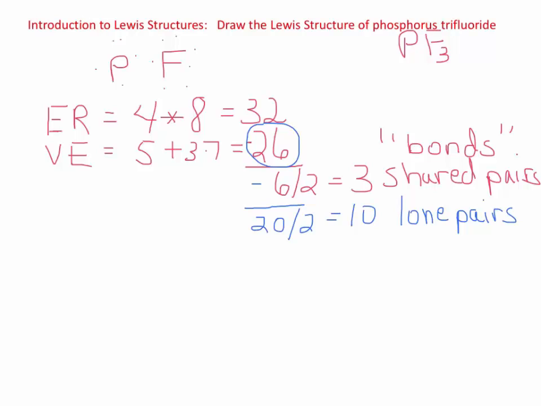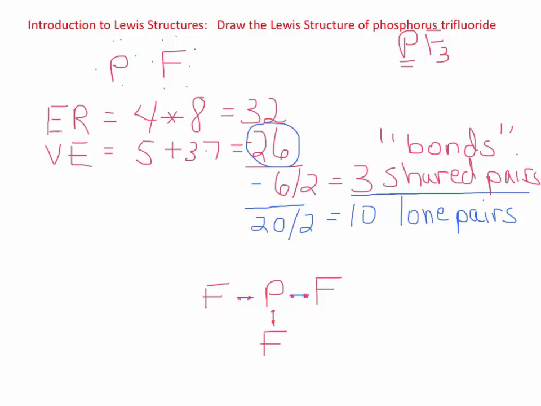Alright, now, the rules say that we start by putting the phosphorus in the middle. The first atom, which is phosphorus, is generally the central atom. And then we put the fluorines around it. Now, the rules say that we can have 3 shared pairs, so I will start with 1 bond to each of these. Remember that these bonds actually represent 2 electrons shared between phosphorus and fluorine.